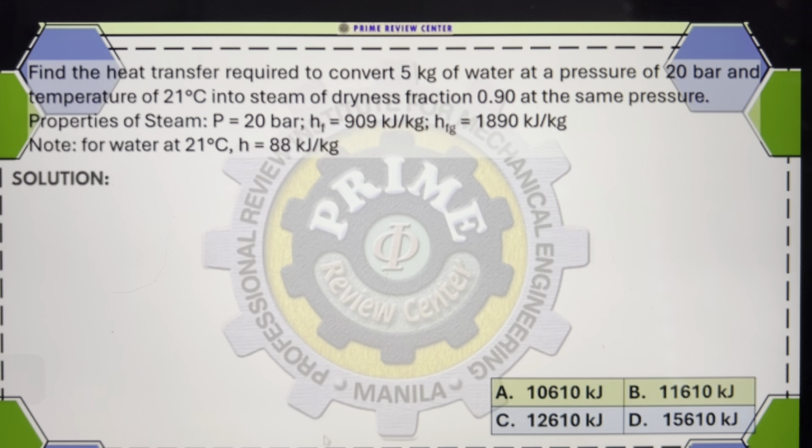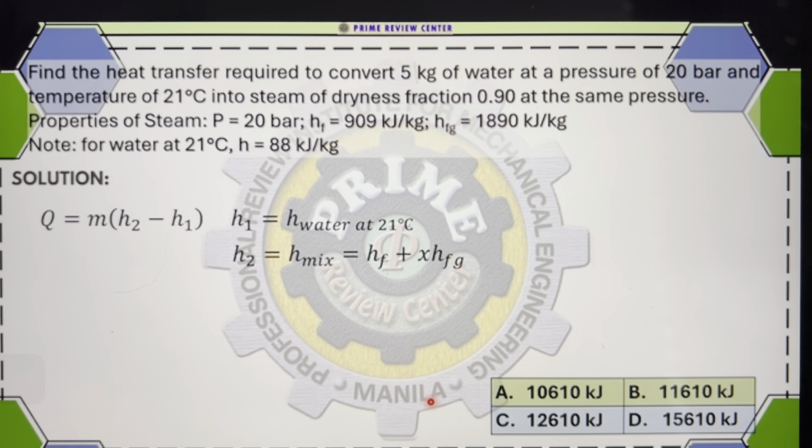Okay, so para ma-solve natin to, we will be using yung changes of enthalpy natin. Diba? Pag meron tayong pinapainit, yung mass natin is given and meron tayong enthalpy, then we simply needed to use yung equation ng mass times H2 minus H1. Yung H1, yan yung initial state ng water natin, which is 21 degrees Celsius. So, meron siyang enthalpy na heat. Then, yung H2, since meron tayong dryness fraction, then gagamitin natin yung wet region or wet mixture na steam, which is yun, yung HF plus X HFG.